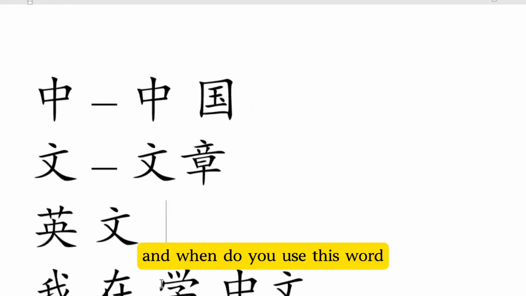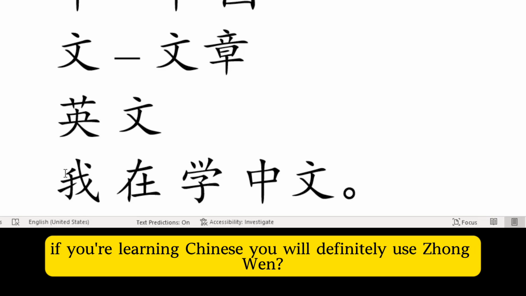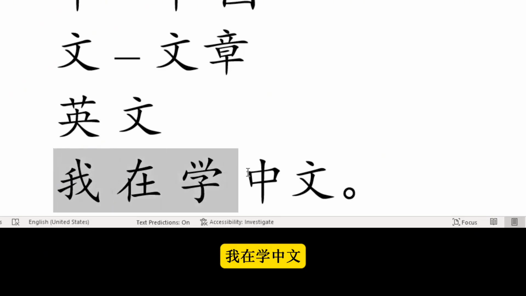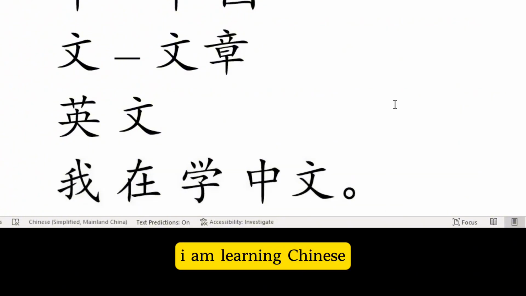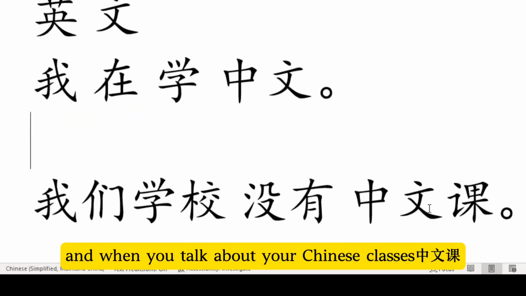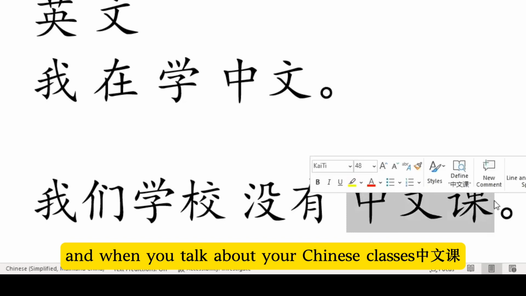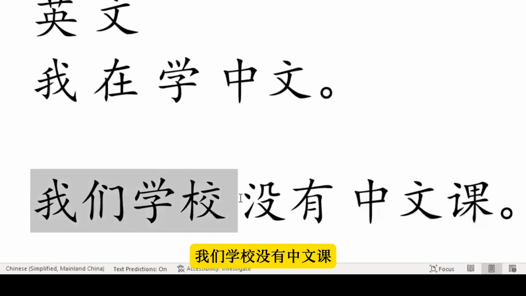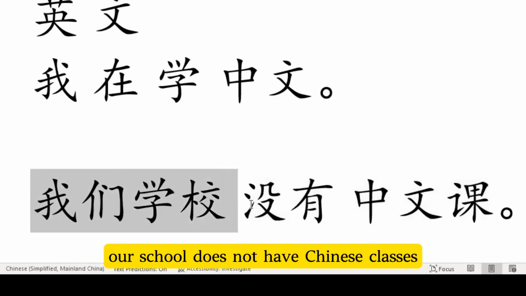And when do you use this word 中文? If you're learning Chinese, you will definitely use 中文. 我在学中文. I am learning Chinese. And when you talk about your Chinese classes, 中文课. 我们学校没有中文课. Our school does not have Chinese classes.